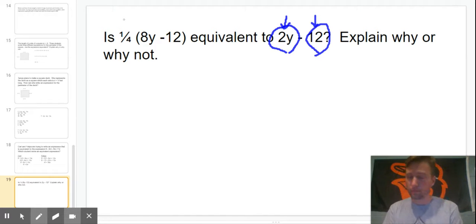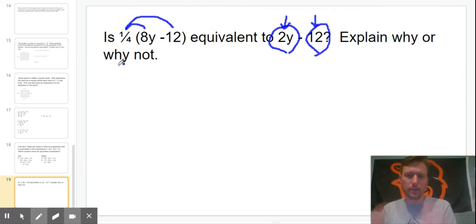But what we can do is look over at this expression, 1/4 times 8y minus 12. When we look at this expression, we can determine that we need to distribute this 1/4 to both the 8y and the 12. So when we multiply 1/4 times 8, we can think of that as breaking it up into fourths, which would be 1/4 of 8 would be 2.